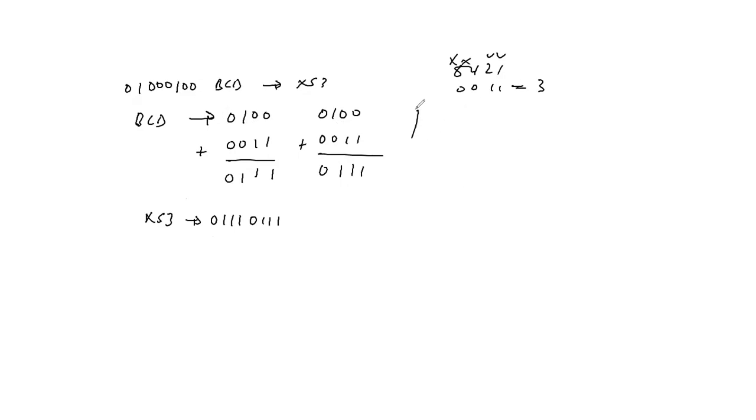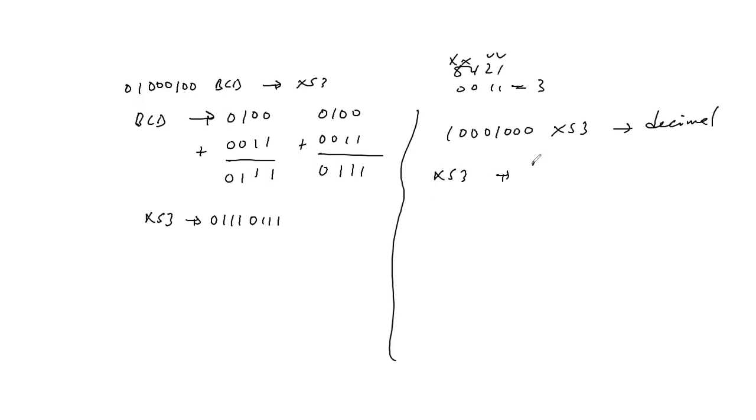Now, let's try to convert 1, 0, 0, 0, 1, 0, 0, 0 in SS3 to decimal. So in SS3, we have 1, 0, 0, 0, 1, 0, 0, 0. We have to walk backwards. Since we want to convert to decimal, we'll have to subtract 3. That will be 0, 0, 1, 1, so 0, 0, 1.